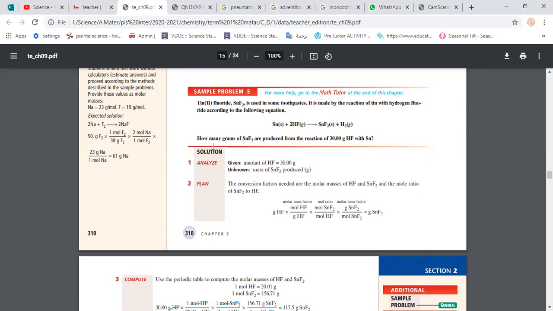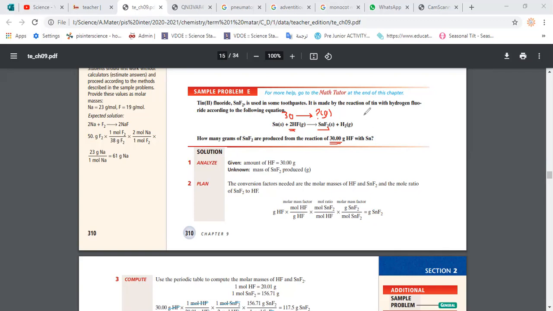Let's find what is the question. He asked how many grams of tin fluoride, that means he asks about this substance. So he asks how many grams of these are produced from the reaction of 30 gram of this one. So if I have 30 gram of hydrogen fluoride, how many grams of tin fluoride are going to be produced? That is the question. So what are the steps which we are going to follow? First step, we are going to find how much the 30 gram represents in moles.